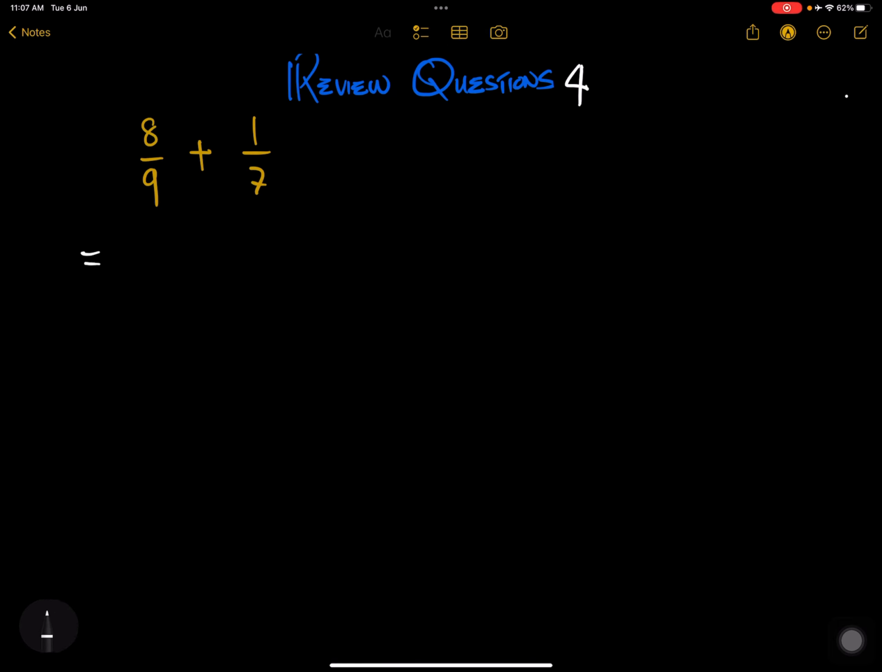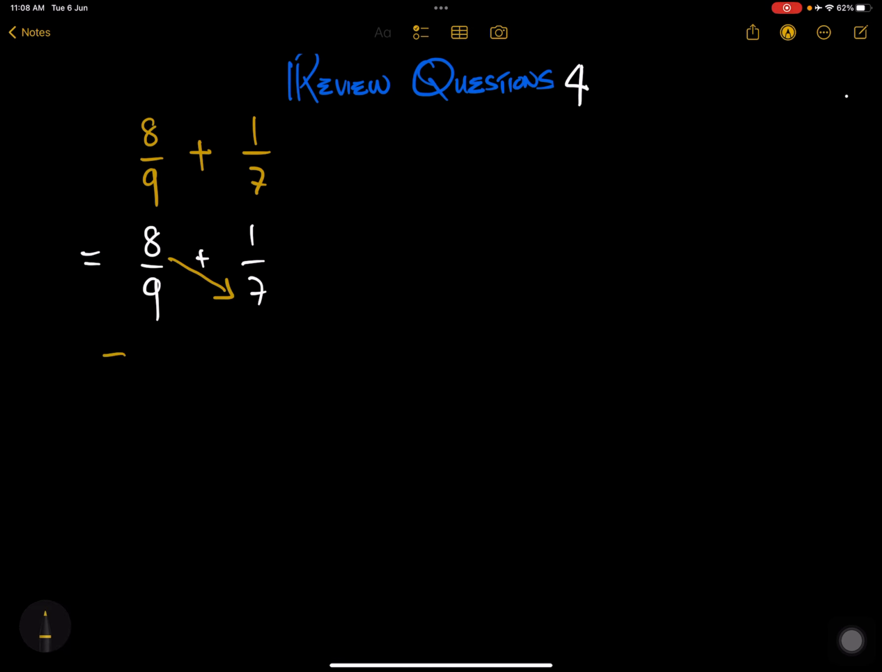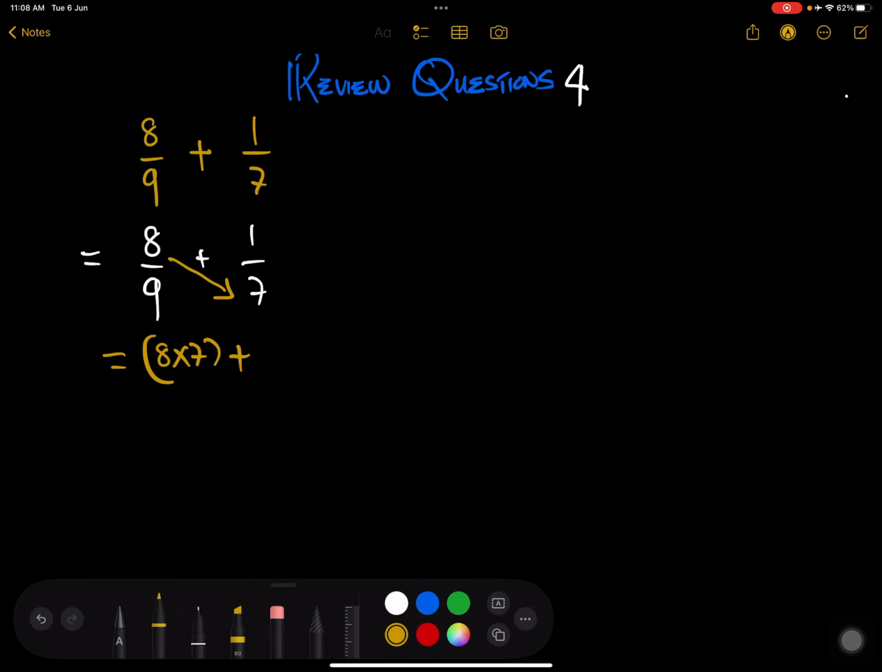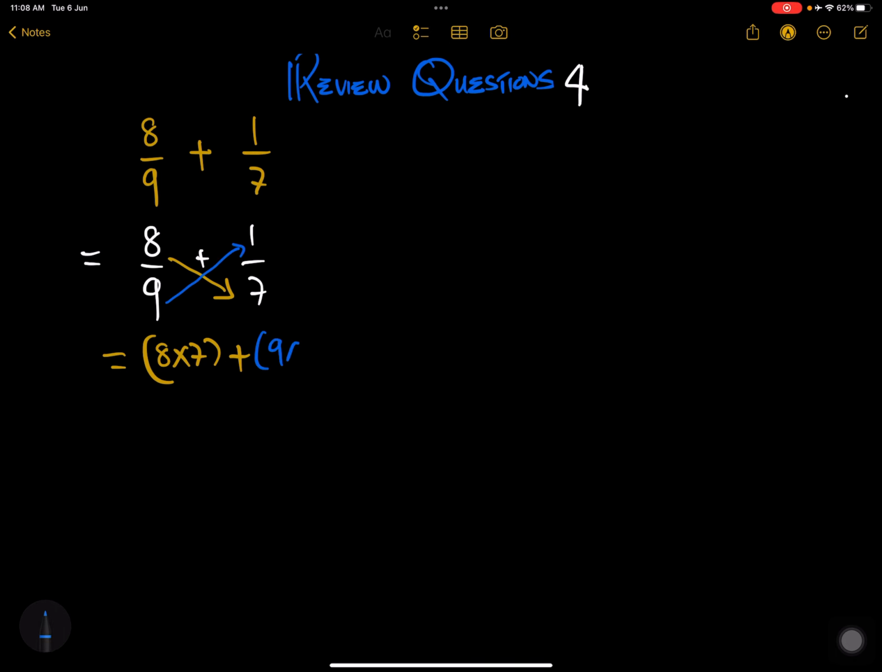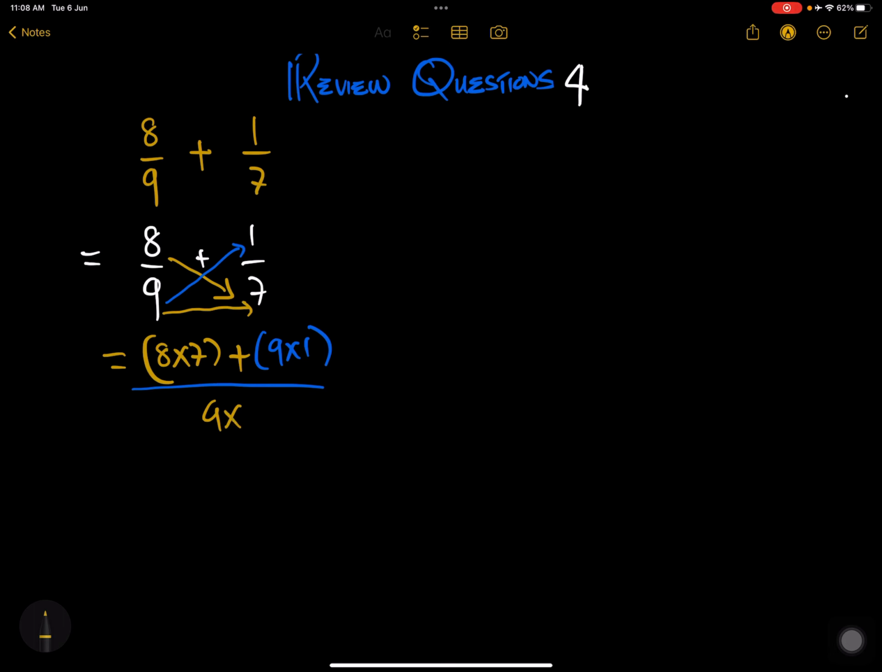Remember that we said that when you're going to add fractions, we rewrite it, introduce the equal to sign, and then we multiply this 8 by 7. And then we also add it to the multiplication, multiplying this 9 by 1. And then we are going to divide everything by the multiplication of 9 times 7. And what we're going to get is the numerator: we're going to get 56.